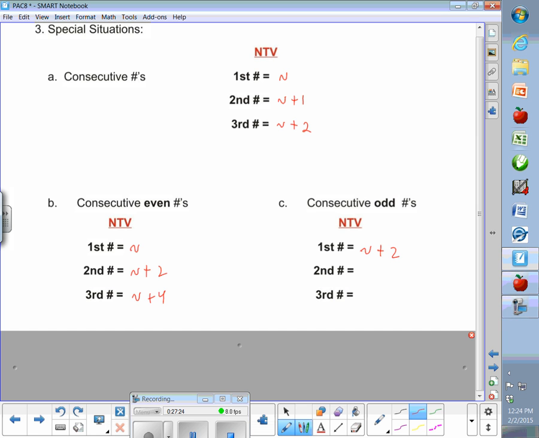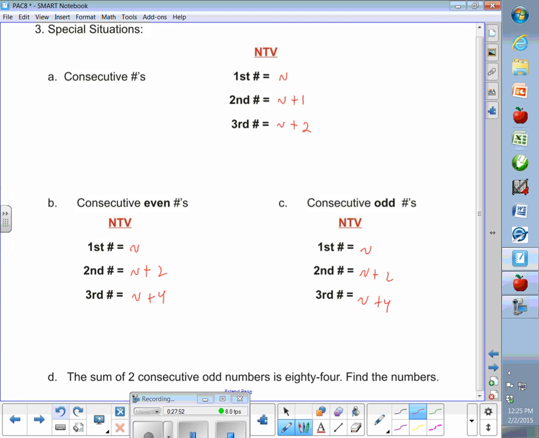Didn't you add 2? How do you get from 3 to 5? Add 2. From 5 to 7? Add 2. From 11 to 13? Add 2. From 25 to 27? Add 2. But you said this is an odd number. Yes, I know. We're still counting by 2s. Consecutive odds is counting by 2s, and consecutive evens is counting by 2s. So the third number's got to be N plus 4. And that's the way it is with consecutive even or consecutive odd.